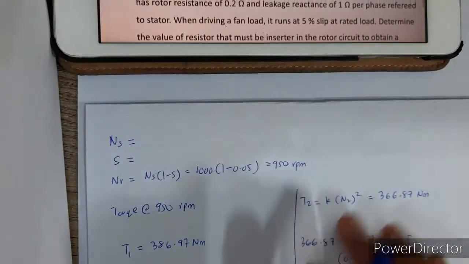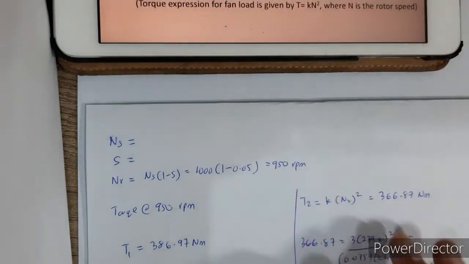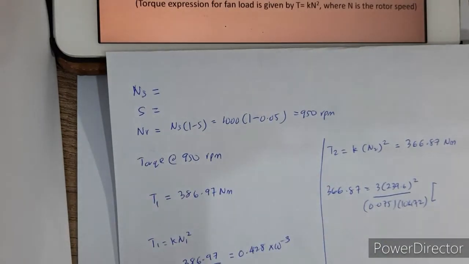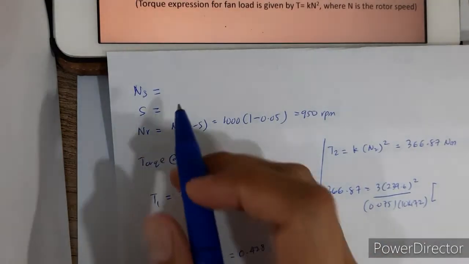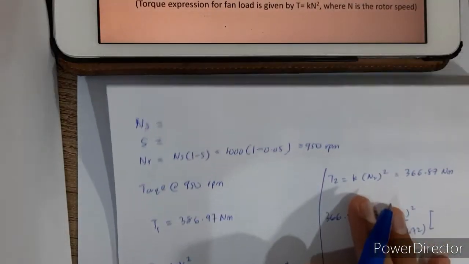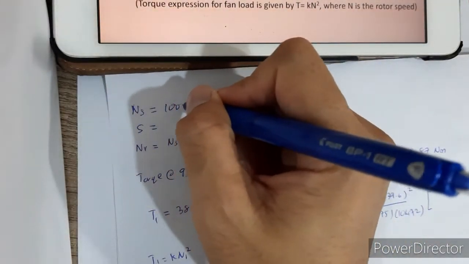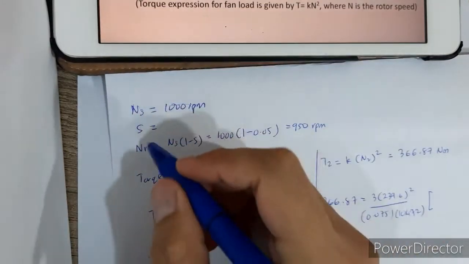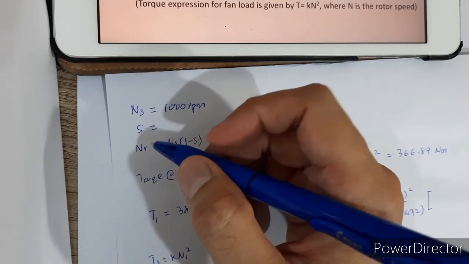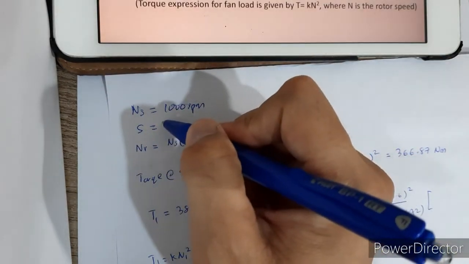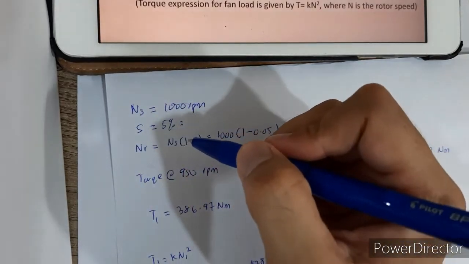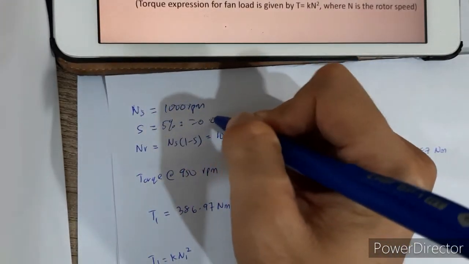Okay, so let's determine the values at normal condition. We can start with NS. NS is by using 120 F over P. So you can calculate, and then the answer is 1000 rpm. And then S is equal to 0.05. It's given in the question, which is 5%. The S at normal condition is 5% and equals to 0.05.